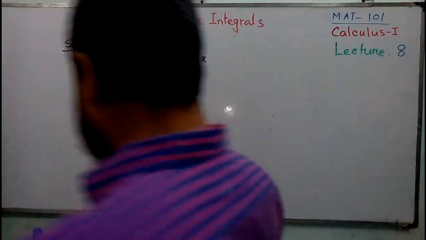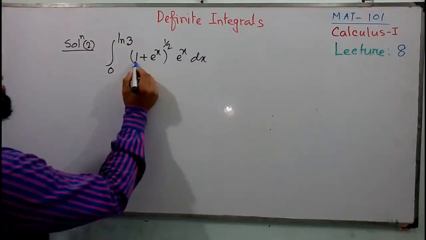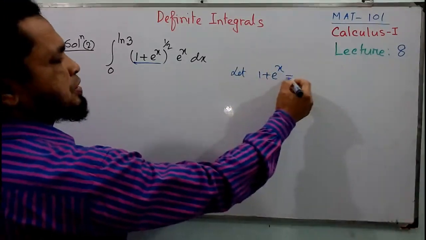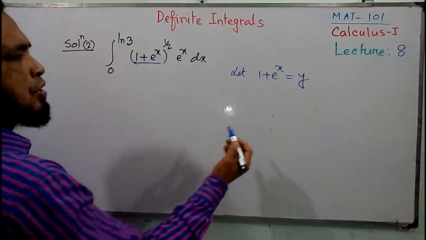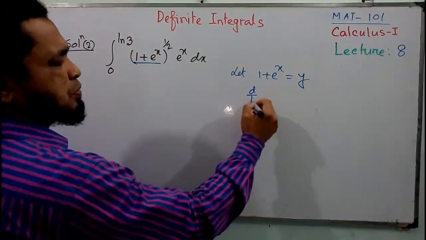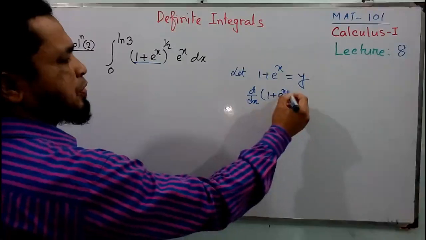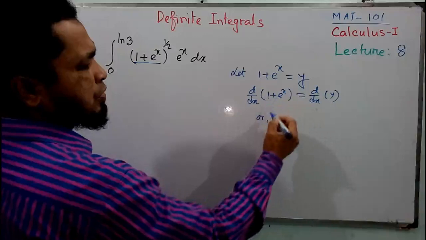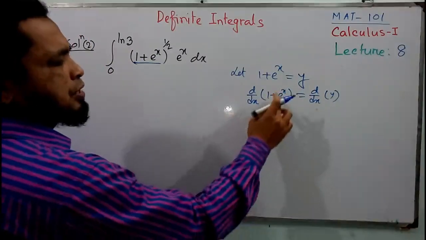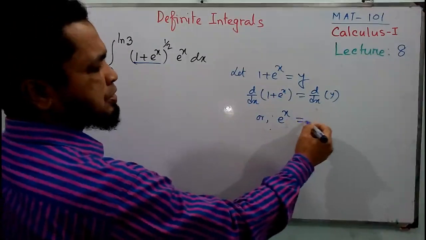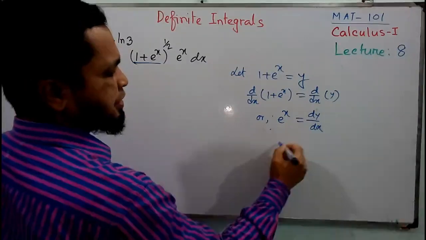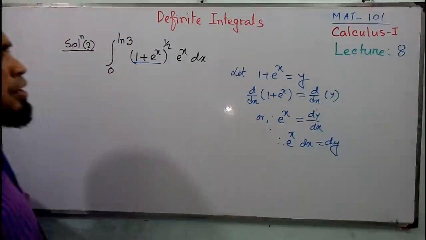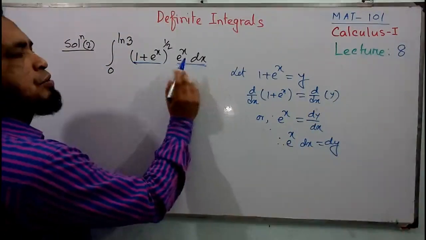Now, at first we consider this term equal to a new variable, that is, let 1 plus e to the power x equal y. Now differentiate with respect to x, that is, d/dx of 1 plus e to the power x equals d/dx of y. The differentiation of 1 is 0 and the differentiation of e to the power x is e to the power x, which equals dy by dx. Therefore e to the power x dx equals dy. We have found the value of e to the power x dx.